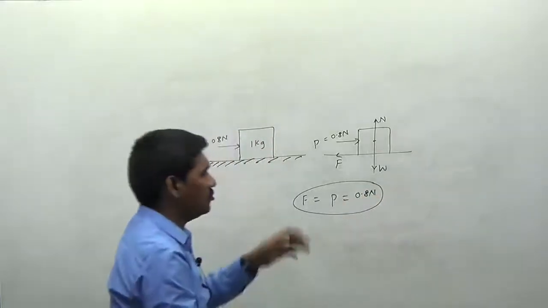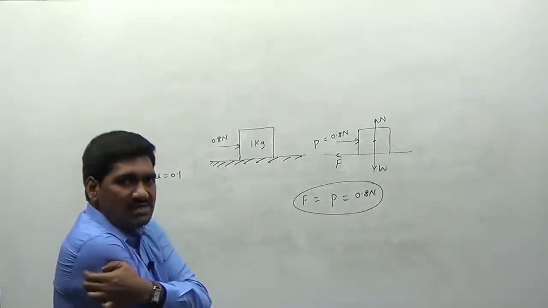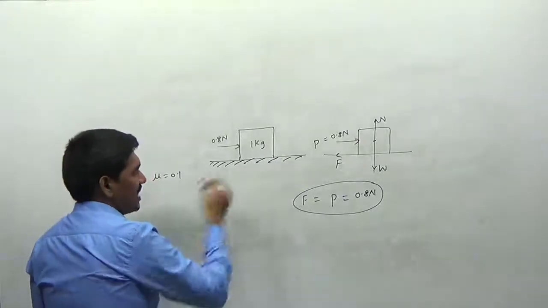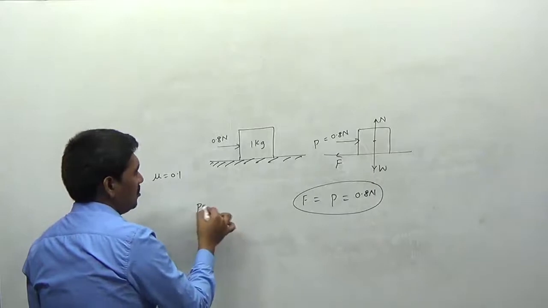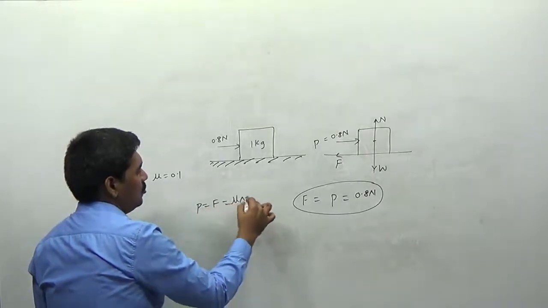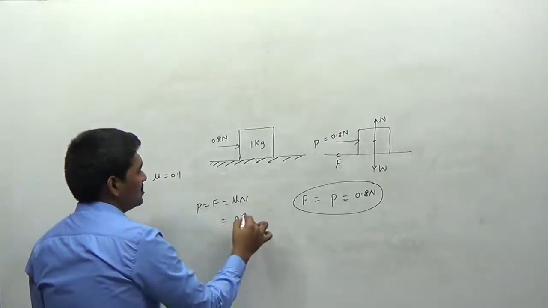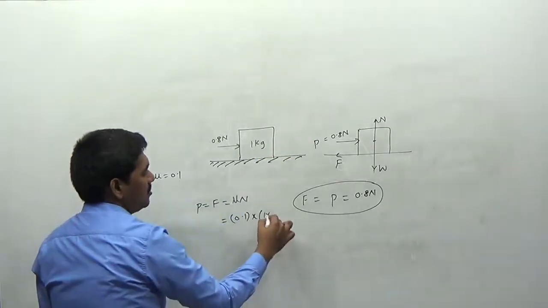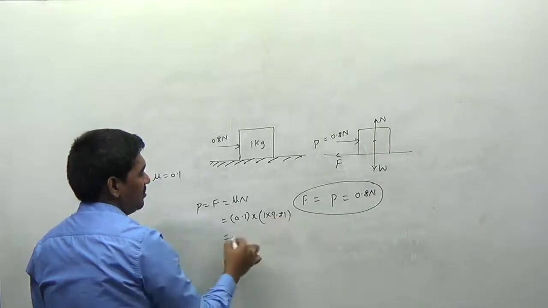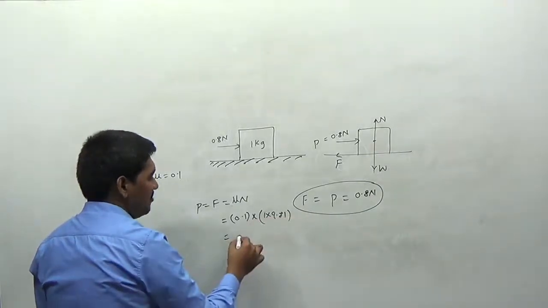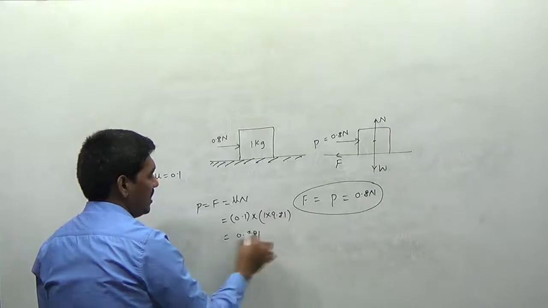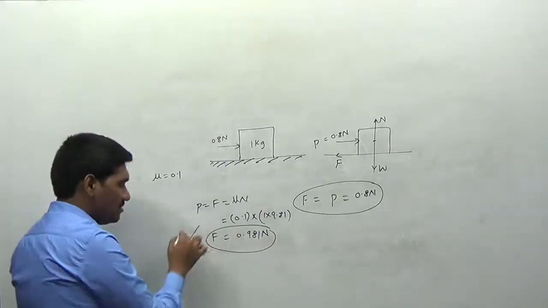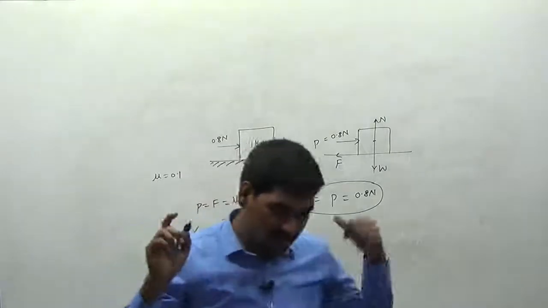This problem is given for 2 marks. Generally in the examination we will calculate in this way. P is acting in the opposite direction, right? So P is always equal to F, which is equal to mu into N. The value of mu is 0.1, and N is nothing but the weight, so weight is 1 into 9.81. We will write it this way, and this value will be 0.981 newtons as the friction. You will calculate this, but this becomes wrong.